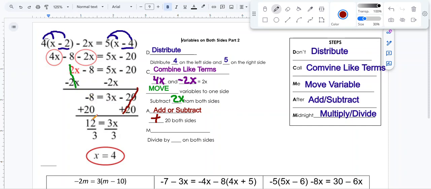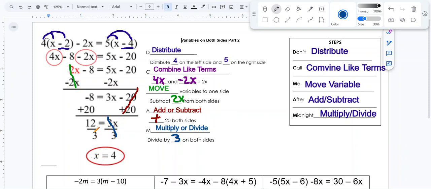Negative 8 plus 20 gives you 12. So over here, I'm just left with 3x. And on this side, now I have 12. And now I'm down to my final step, which is multiply or divide. So I have 3x here. To get x by itself, I have to divide by 3 to cancel out these 3s, because 3 divided by 3 gives you 1. And that's what we want. We want 1x. And that's what we're left with, 1x.